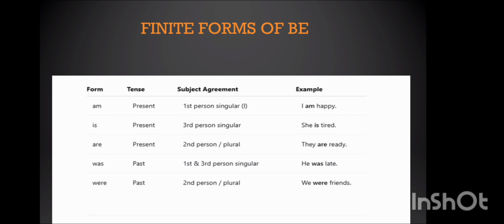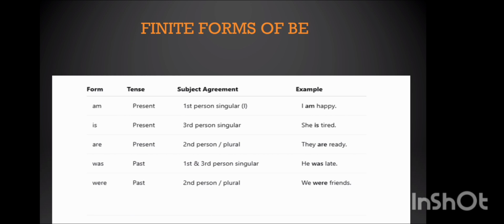So let's have a look at this table. It can be seen in the table that the finite forms of be are am, is, are, and was, were, and you can see how they indicate present and past and how they inflect with the subject agreement. If it is first person singular, then you use I am, and if there is first and third person singular with past tense, then you use was.